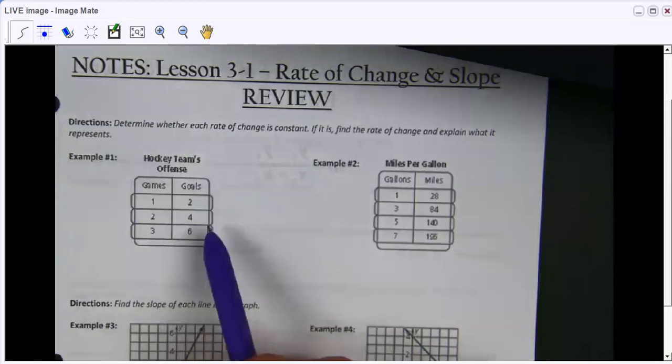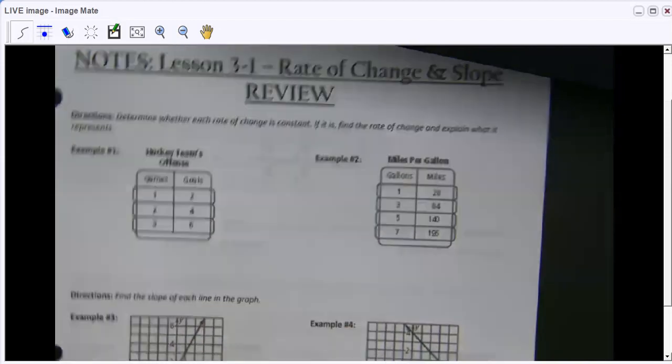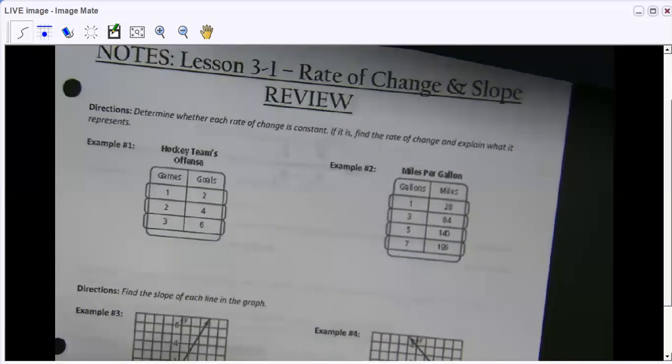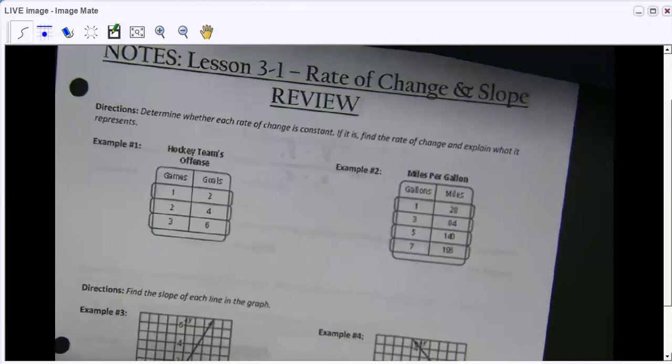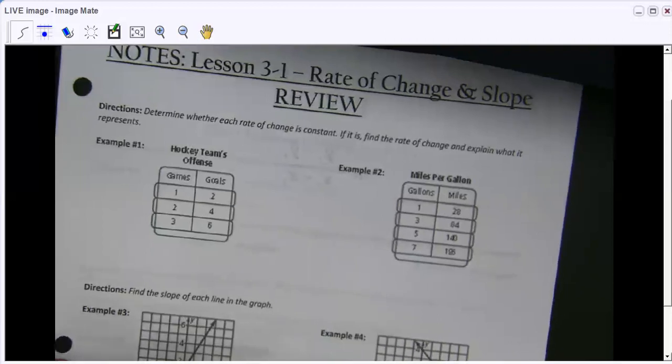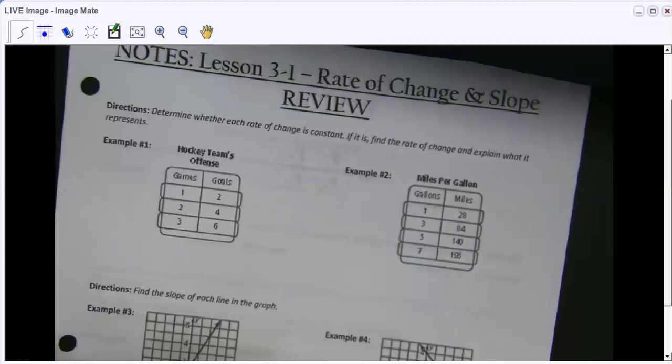So does anyone remember how to find rate of change or slope from a table? Christian? So, let's say if I ran a marathon and in 1 hour I ran 1 mile, and then the next I ran 3 miles, it will be constant, plus 2 for every single hour. Okay, kind of getting it. So you're explaining what rate of change is. That's correct.